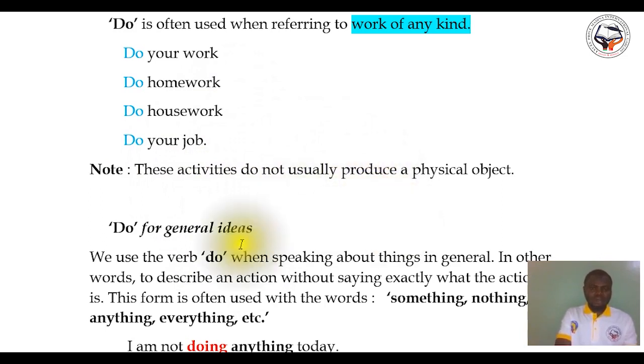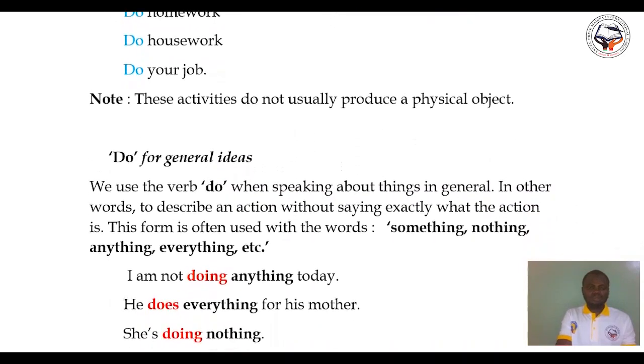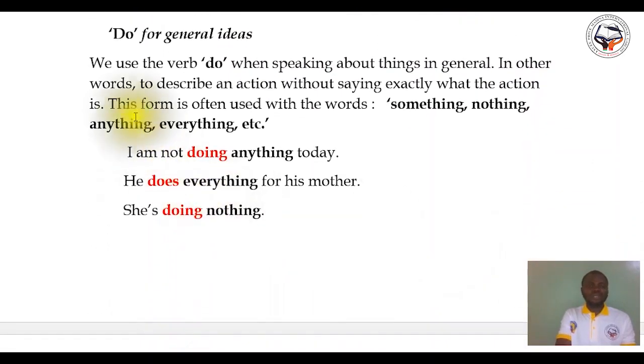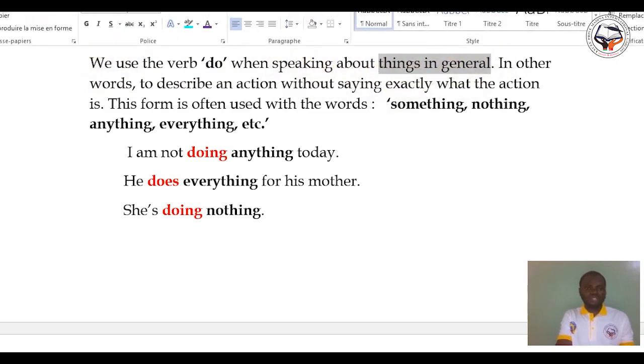Okay, we are going to see another use of the verb to do. Here let me tell you that do is used for general ideas. Do for general ideas. We use the verb do when speaking about things in general. Let me put it in color because it is important.